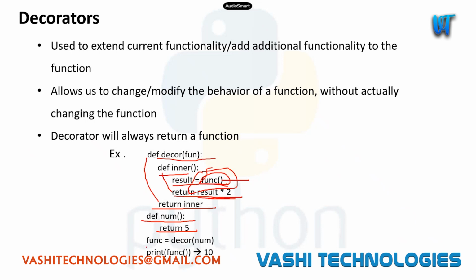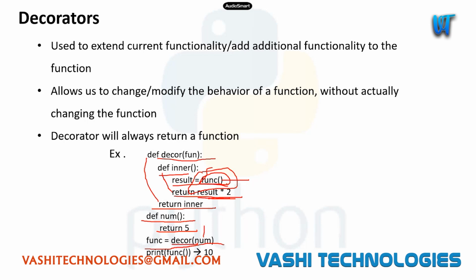And if you see here, func is equal to decor of num. I'm calling the decorator function and I'm passing my function to this. The result will be a function, because decorators will return us a function.